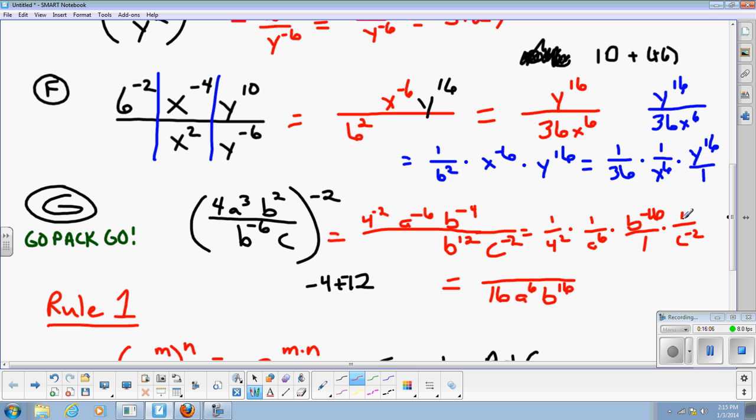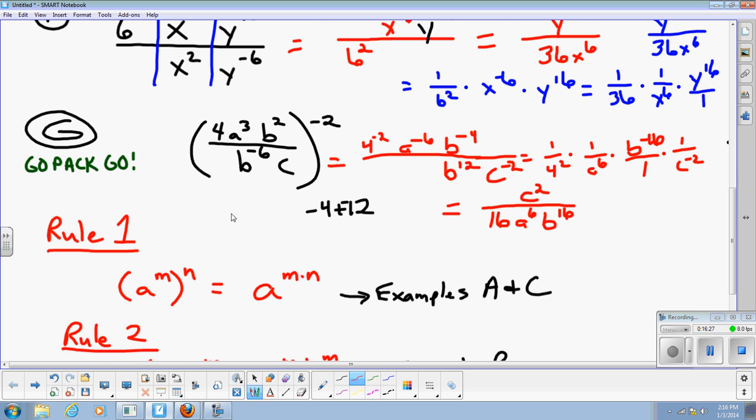And over here, I have 1 over c to the negative 2. That means instead of dividing by c squared, you need to show that multiplying on the top by c squared. So I'm finished. I have c squared over 16, a to the 6th, b to the 16th. All right, final answer there. So now we're all done with the examples.